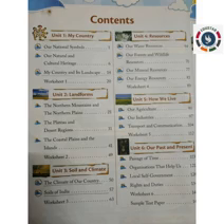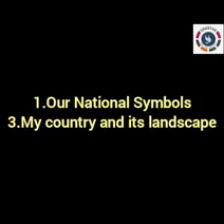Now we can move to the revision lesson. Today we are going to revise 2 lessons, that is lesson 1 our national symbols and lesson 3 my country and its landscape.